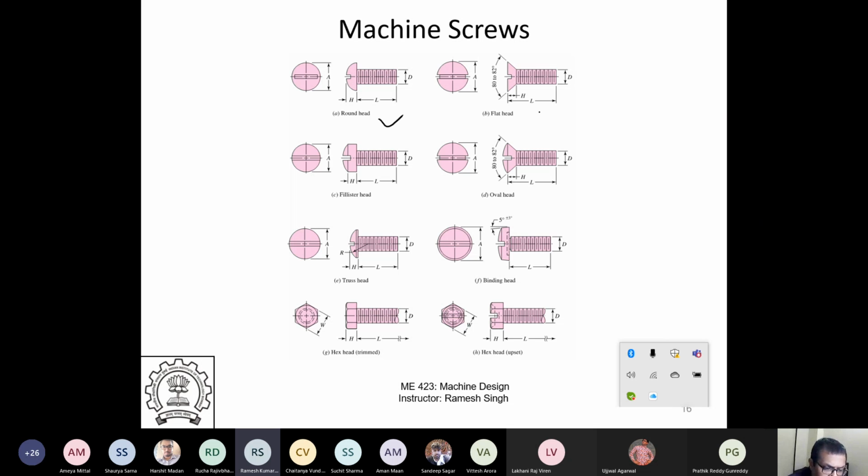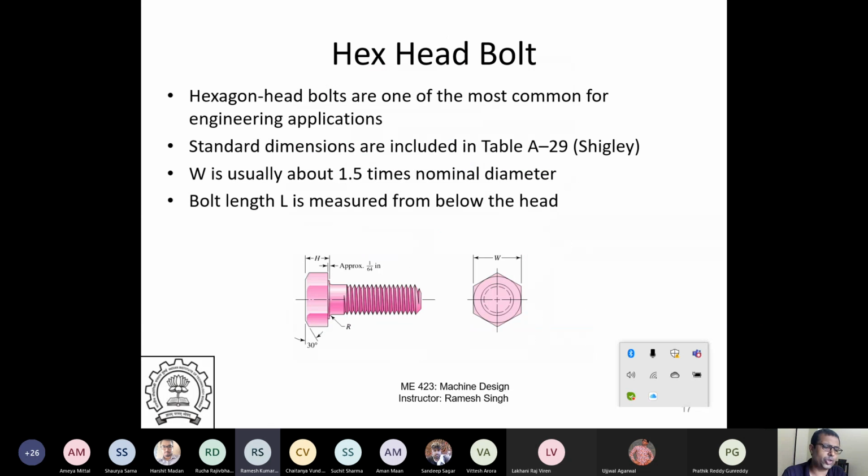There is round head, flat head, fillister head, oval head, truss head, binding head. Hex head is again one type. There is hex head trimmed and hex head upset. So hex heads typically have hex heads. You can use a wrench to undo it, or if there is upsetting there, then you can use an Allen key to do that. Hex head bolts are most common in engineering applications. And the standard dimensions are given in the standard. You can look at it. W, which is the distance between the two opposite faces, is 1.5 times the diameter. And L is measured from below the head. So you measure the L right from here. So these are some of the characteristics of a hex head bolt.